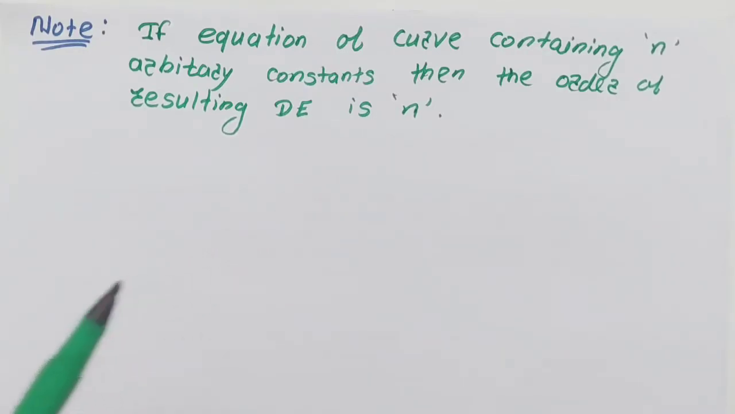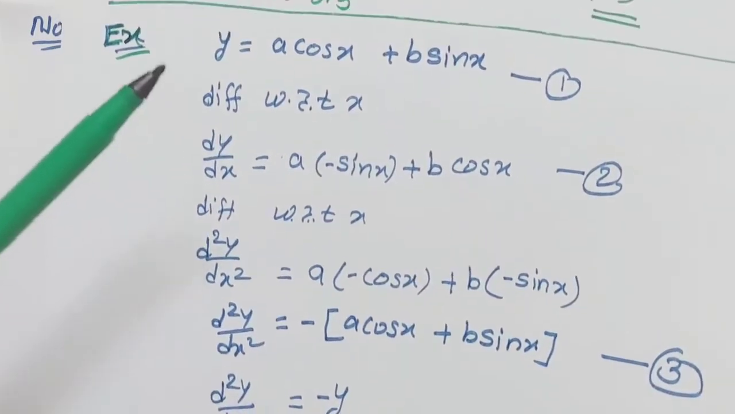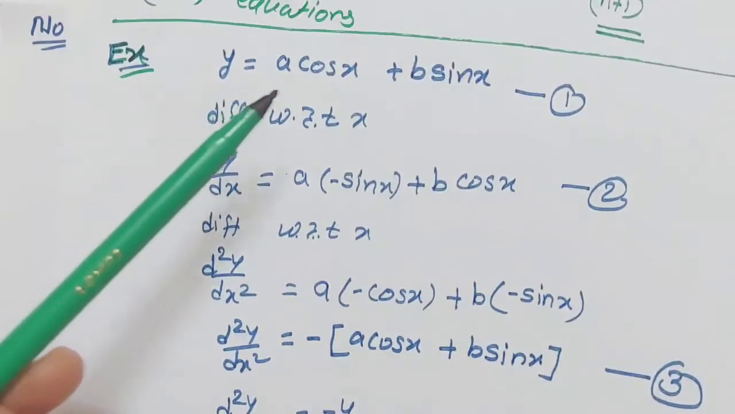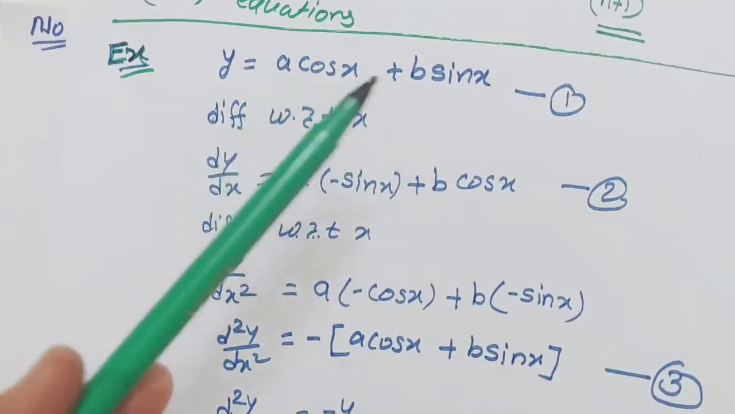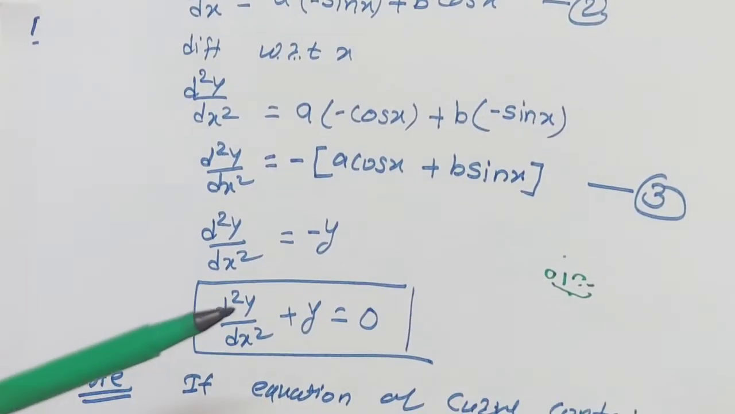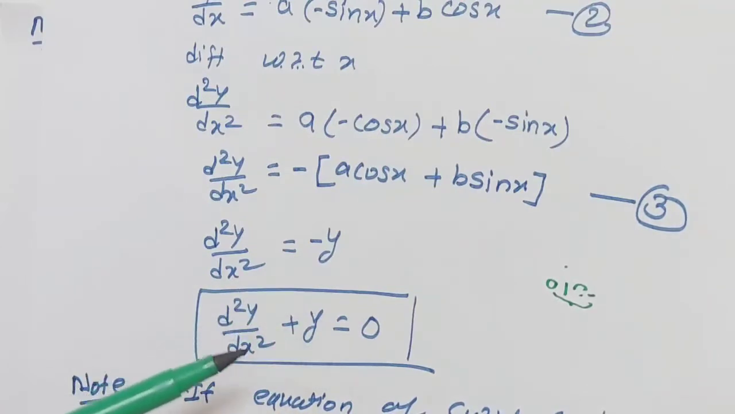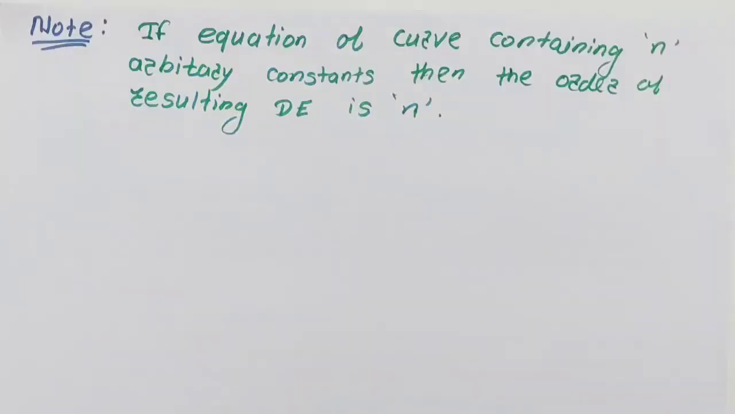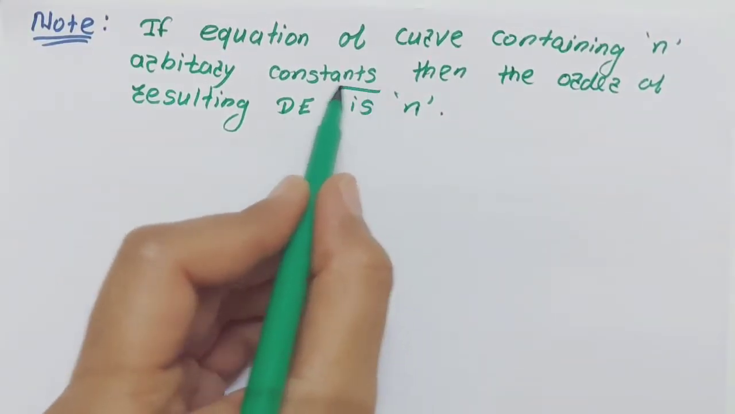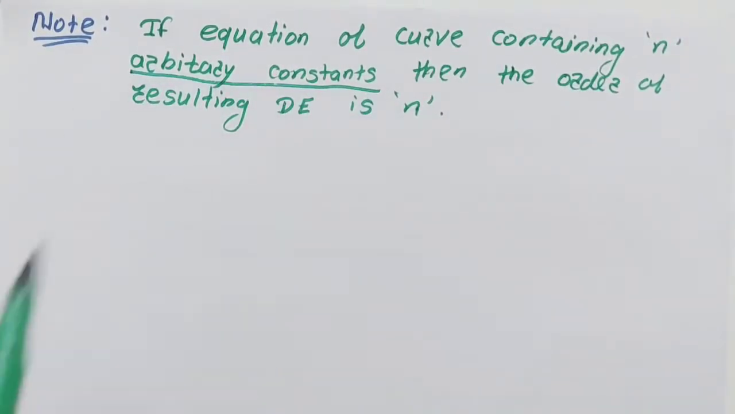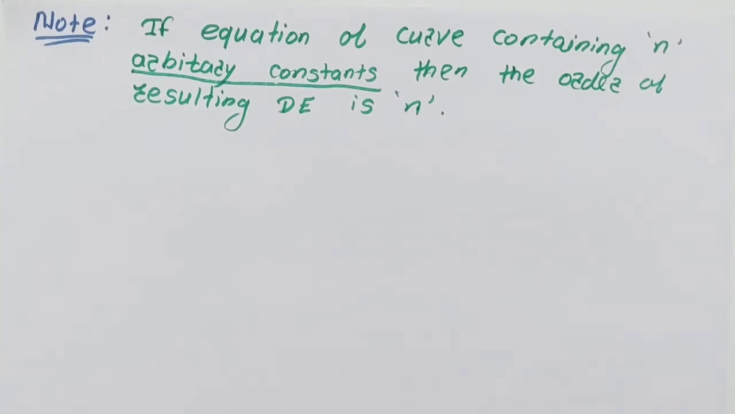Now see here, we have just solved one example. In our example, there are two arbitrary constants a and b, and we get the differential equation corresponding to our curve. The order of this differential equation is 2. Now see what an arbitrary constant is. Here, strictly, the order will be equal to the number of arbitrary constants. So let us also see what the meaning of arbitrary constant is.